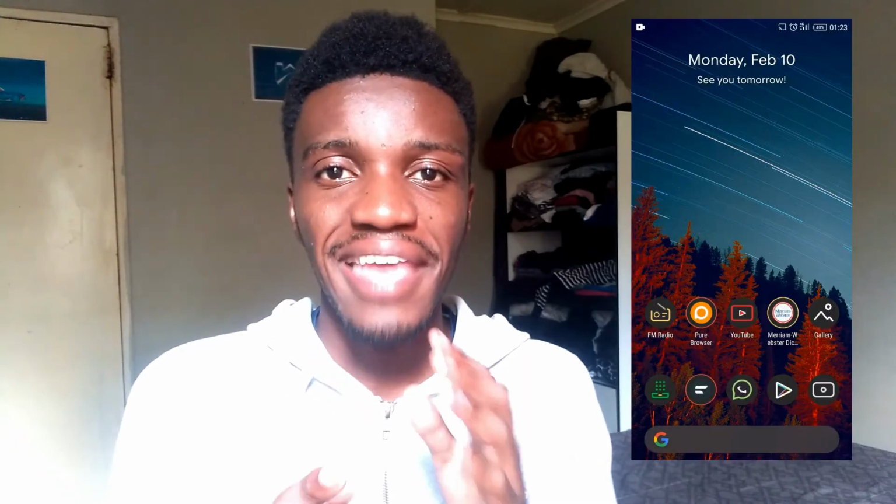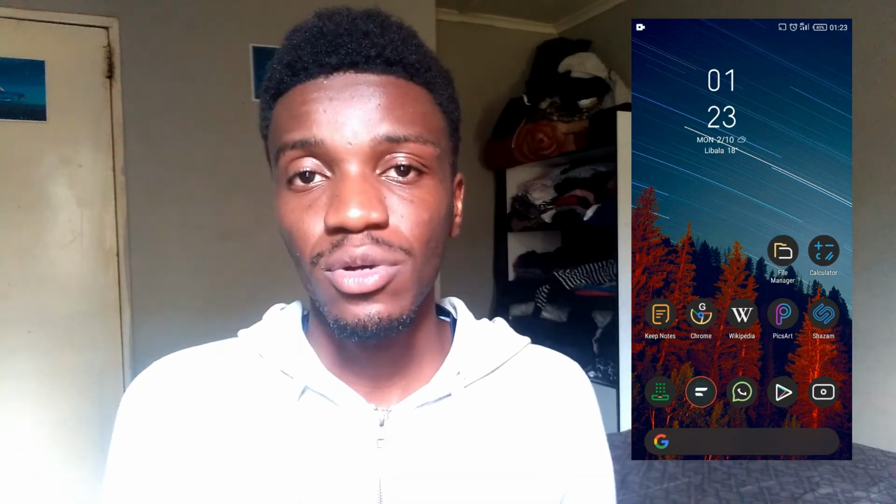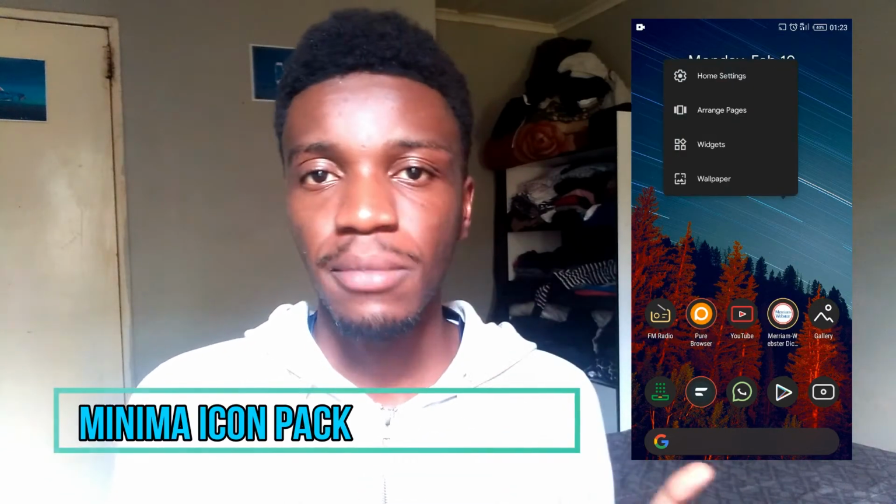And also the app icons that I'm using by default in this app are not the stock ones. Of course, this is the Minima icon pack, and it's also available for free on Google Play.